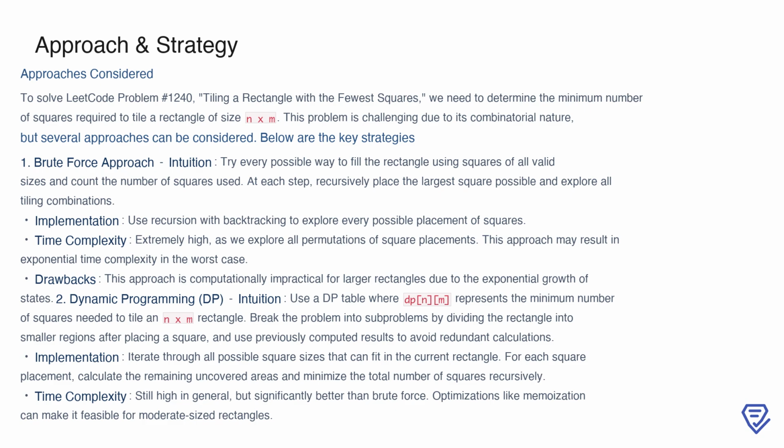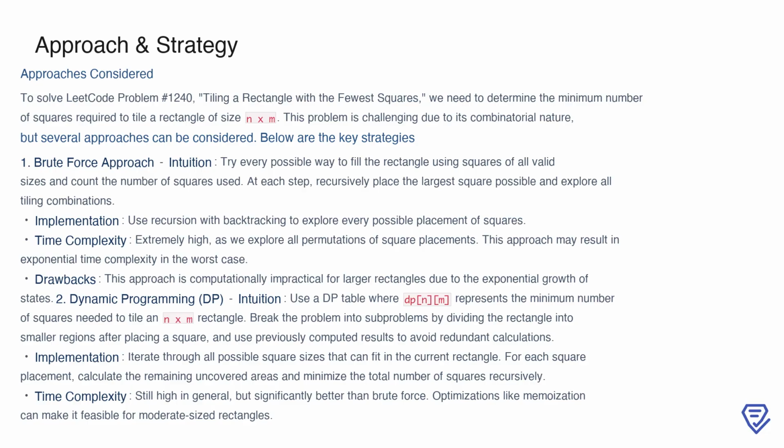However, the time complexity of this approach is extremely high since the number of states grows exponentially, making it impractical for larger rectangles. Another option is dynamic programming, where we use a table to represent the minimum number of squares required to tile a rectangle of size n by m.